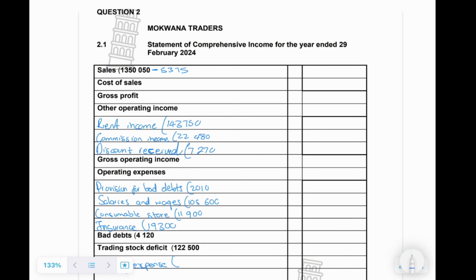So it's going to be 1,350,050 minus 5,375, which gives us a new sale amount of 1,344,675. Okay, so that is our new sale amount.